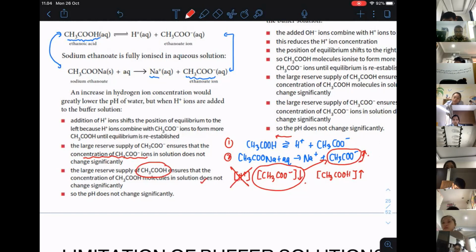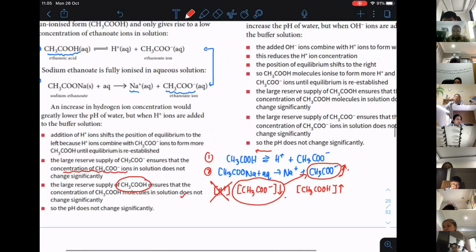So if you look at it overall, even though H plus has been removed, and even though the position of the equilibrium has been shifted to the left to remove the H plus, the concentrations remain the same. Therefore, we say that the pH does not change significantly. So everything remains the same. Nothing changed, so the pH remains constant.